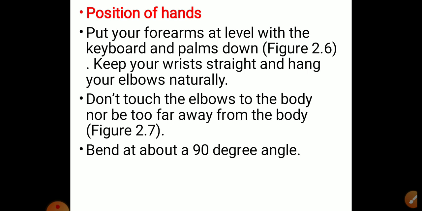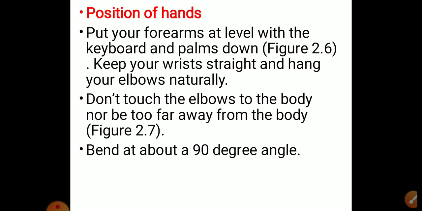Put your forearms at level with the keyboard and palms down. It should be at the same level as the keyboard, and your palms should be down. Keep your wrists straight and hang your elbows naturally. Your wrists should be straight and your elbows naturally placed.